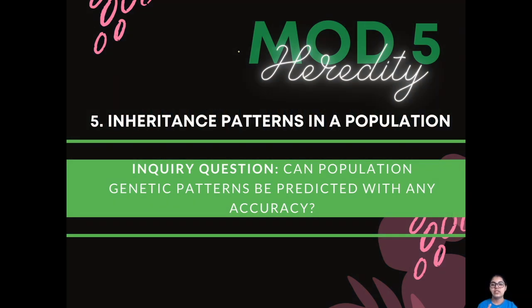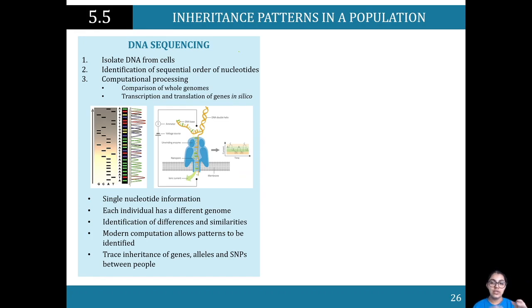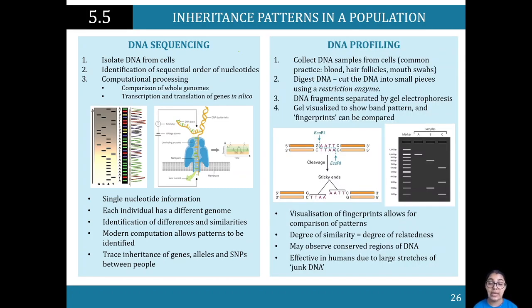HSC, inheritance patterns in a population. So let's keep going so we can get to module 6. This is where we consider how a population's genetic patterns can be predicted with any accuracy. So this is where we have two techniques we need to know when it comes to inheritance patterns.